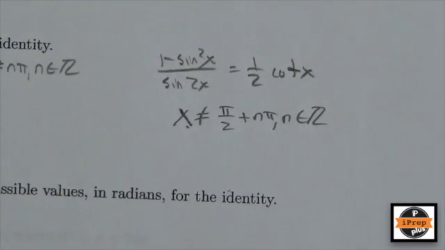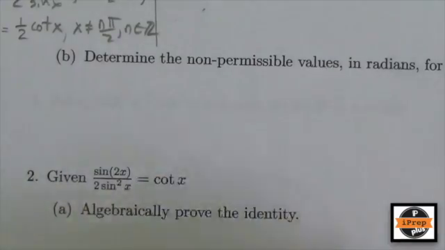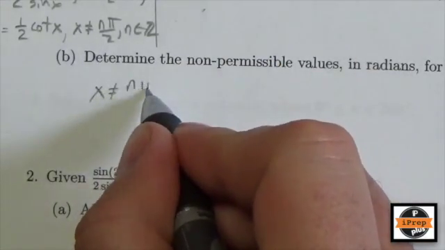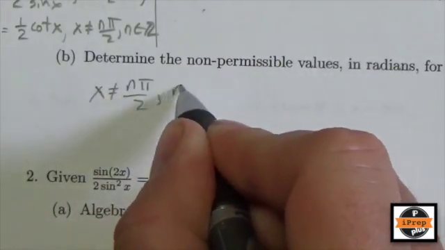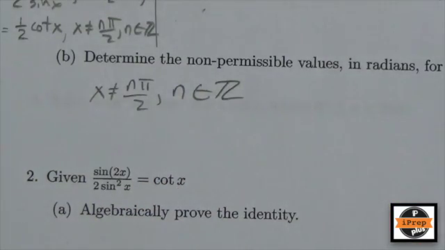Now, let's take a real quick look at part B, where it says determine the non-permissible values. Well, we have already done that. We know that overall it's n pi over 2, multiples of pi over 2, again, where n is an element of the integers.